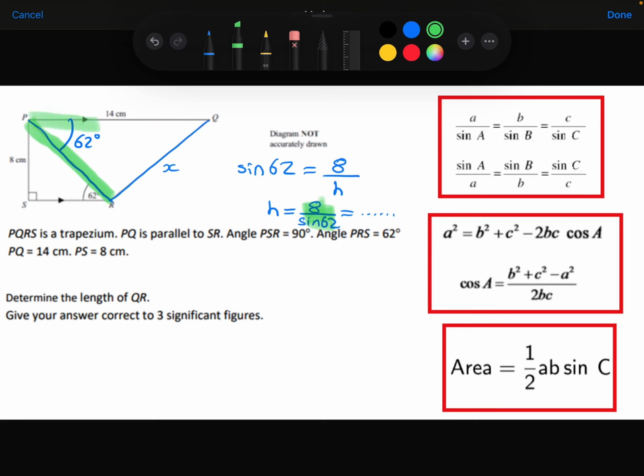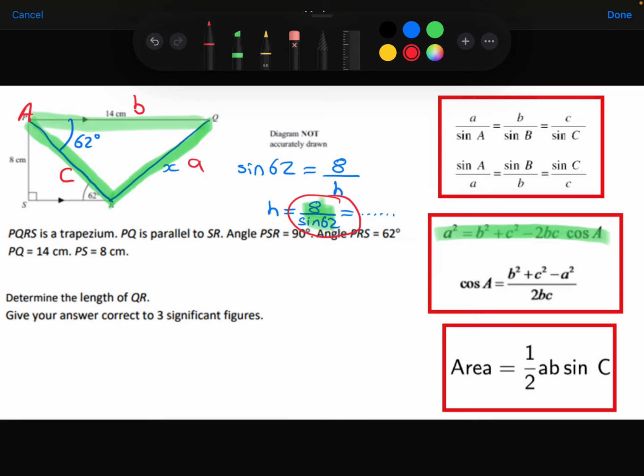And we can now use that to help me in this triangle, where I can now use the cosine rule to work out the length X. I'm going to call length X the A, which means the angle opposite it, the 62 degrees, will be angle A. The 14 can be B, and the C will be the hypotenuse from the little right angle triangle, whatever the answer from this was.